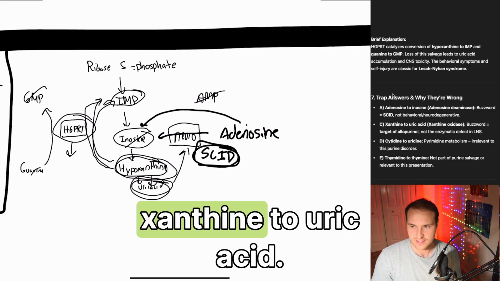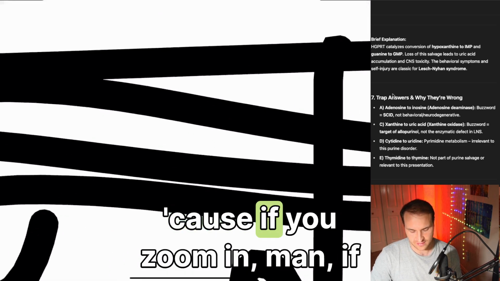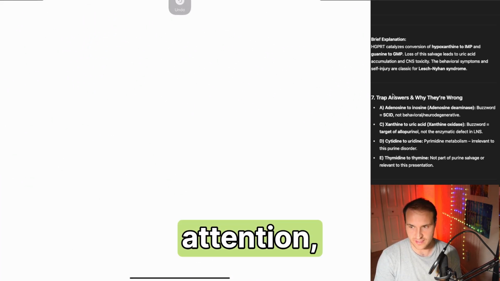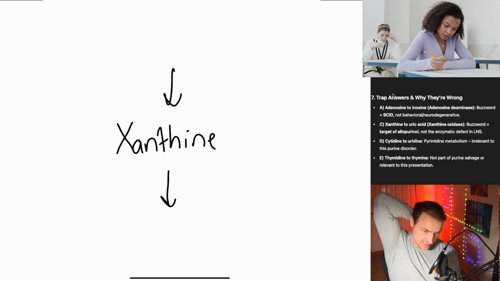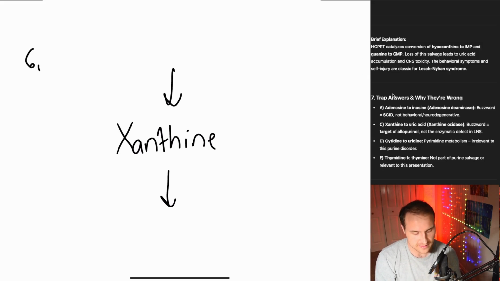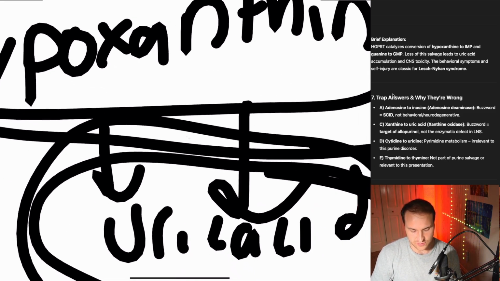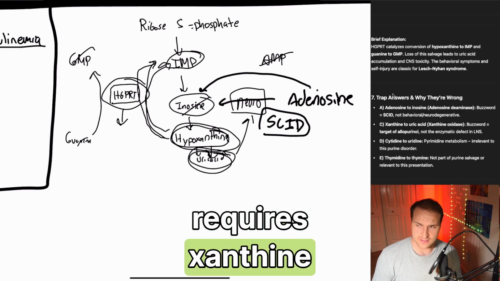No neurosymptoms. Xanthine to uric acid. There's this little step that I skipped here, but that's right here. If you zoom in, man, if you guys had just paid attention, you'd see, I knew that I wrote this. Boom, it was there the whole time. That's the intermediate step between hypoxanthine and xanthine, right? That's what guanine is going to plug into. And if you had just paid attention when I drew that, you would know that xanthine to uric acid requires xanthine oxidase, right?